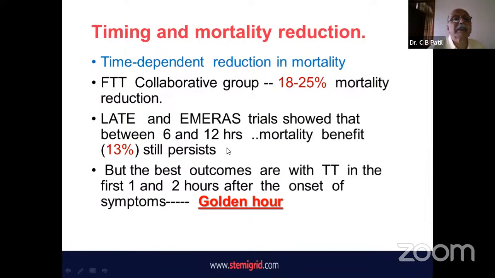And timing and mortality reduction is time dependent. I told you the first 1 to 2 hours is the best. The FTT collaborative group showed 18 to 25% mortality reduction with thrombolytic therapy. The LATE and EMERAS trials showed that even between 6 and 12 hours, a mortality benefit of 13% still persists. Hence, you should not refuse. You should go ahead and do it if there are ischemic symptoms beyond 6 hours also. But the best outcomes are with thrombolytic therapy in the first 1 to 2 hours after the onset of symptoms, which is called the golden hour.